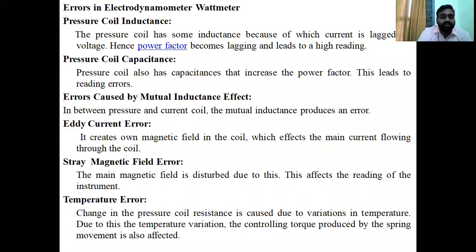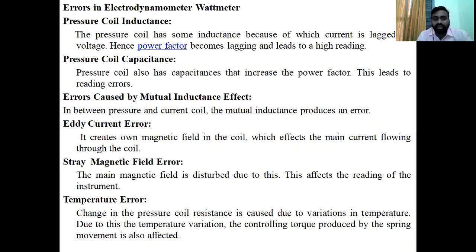Because the current is lagging with respect to the voltage, there is a certain amount of inductance, and this affects the power factor at a particular high reading. There is also an error with respect to the pressure coil capacitance. While the pressure coil capacitance has a certain amount of error, there is an increase in power factor because of this pressure coil capacitance. This increase in power factor causes a certain amount of error.